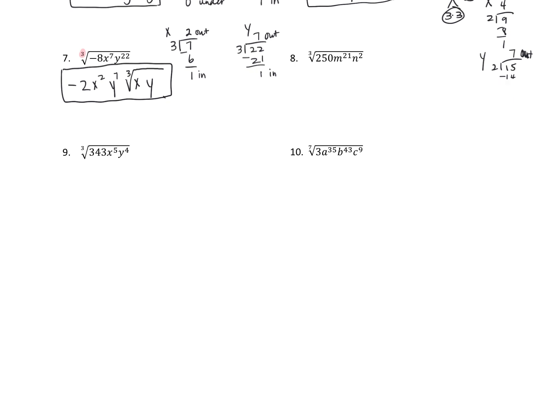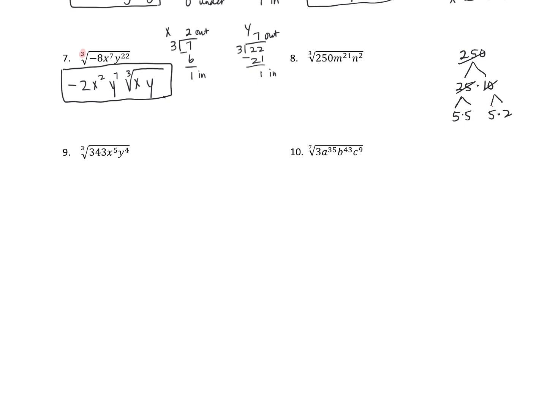Okay, number 8. So we have the cube root of 250. I don't think 250 is a perfect cube, so we're going to do a factor tree. So that would be 25 times 10. 25 is 5 times 5. 10 is 5 times 2.